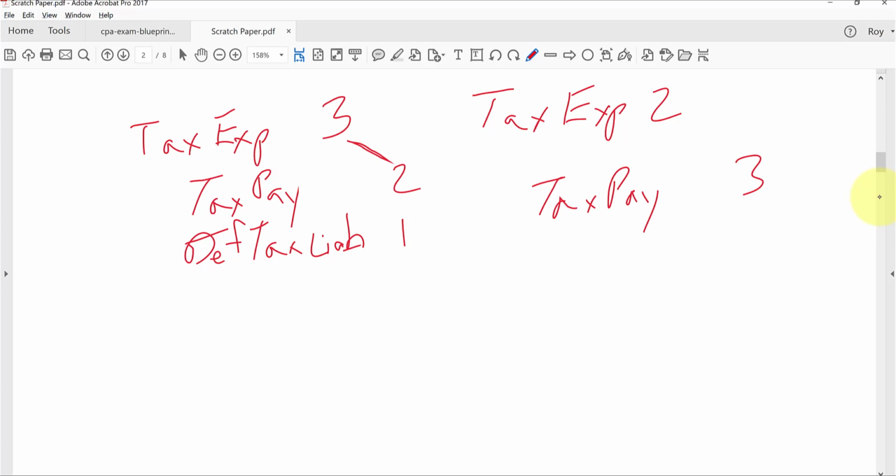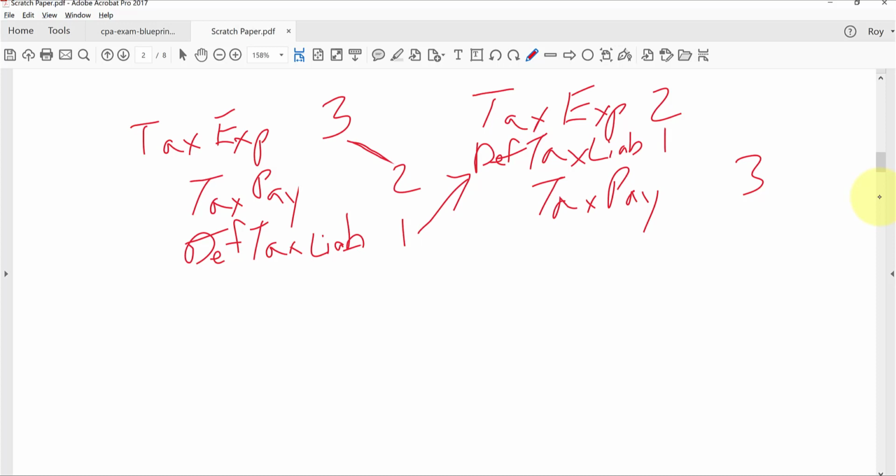And of course, to balance out, you need $1 more of debit, and you really are paying off that deferred liability you had set up in the previous year. It's just a timing difference. Okay? So that was a situation of deferred tax liability.